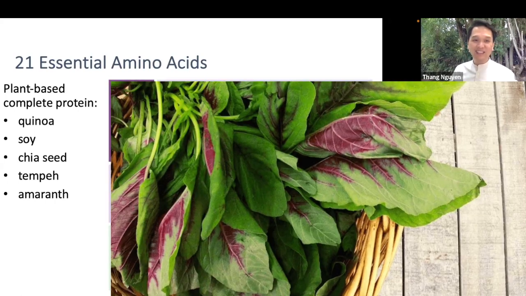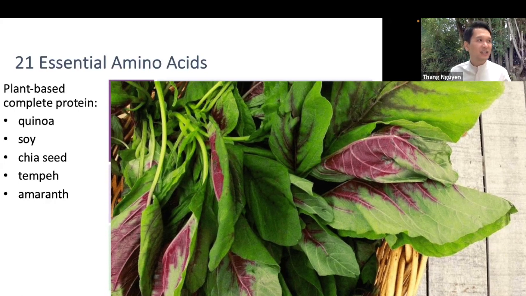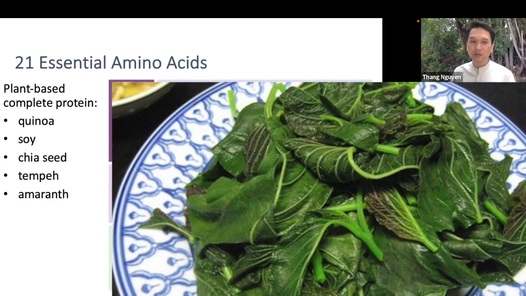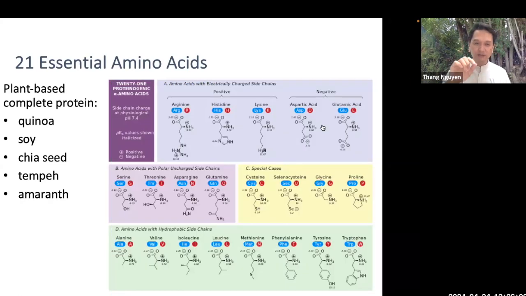You guys know what amaranth is? Amaranth is actually like spinach. It's a leafy, kind of green, but sometimes red vegetable. But I was surprised to find that it has a lot of protein also.